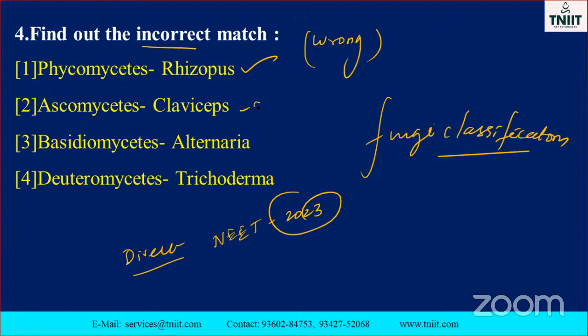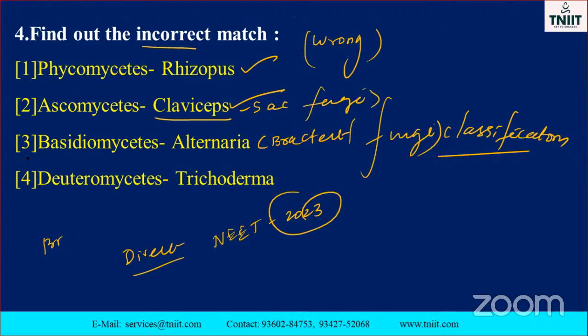Ascomycete is nothing but the sac fungi. Already you studied sac fungi. Example, Claviceps is also a correct one. So the next one is called what? Basidiomycete. Basidiomycete is called bracket fungi. Okay, bracket fungi, sac fungi. So here, for Basidiomycete, Alternaria is not a correct one. Alternaria is an incorrect example.